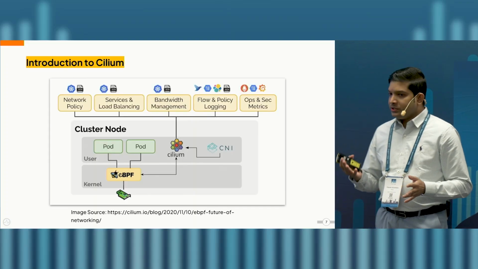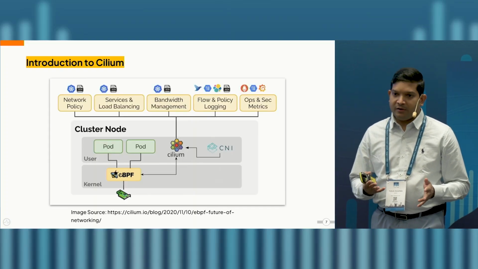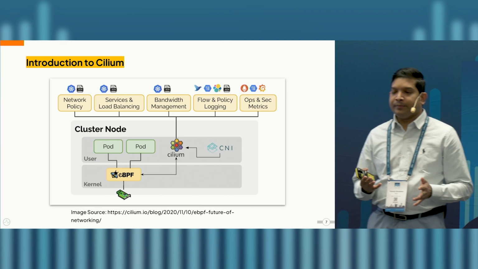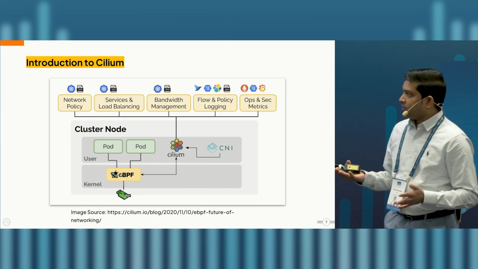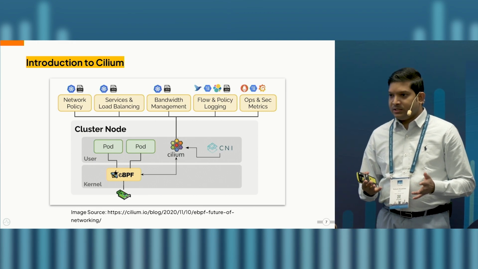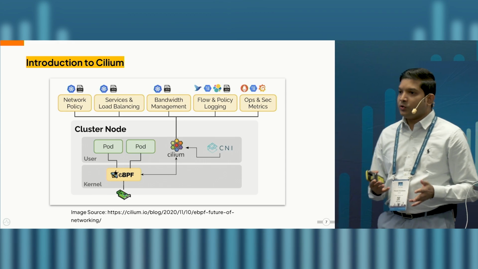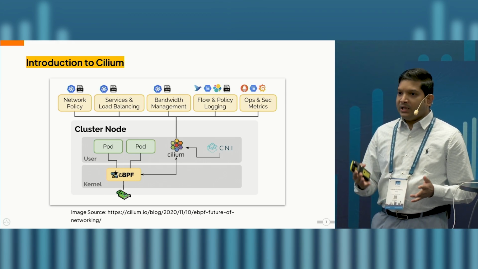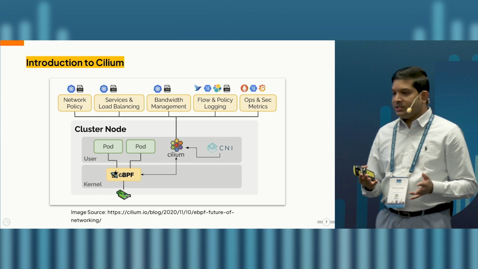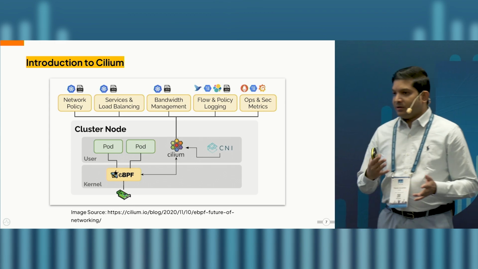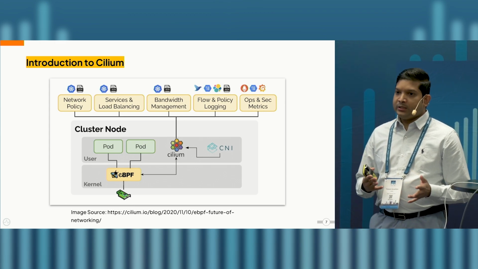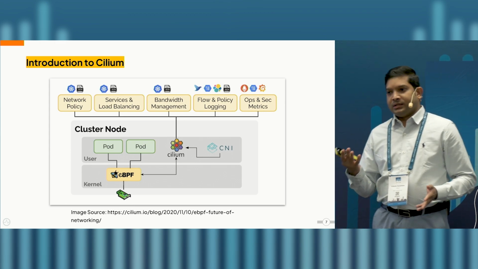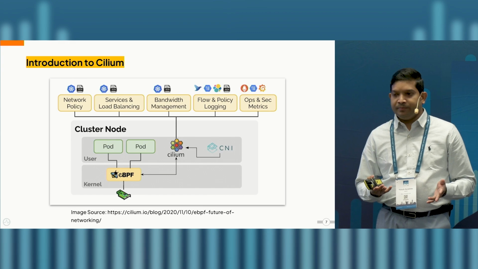So moving on to Cilium. Cilium is a more powerful open source technology that revolutionizes networking and security in Kubernetes environments by leveraging eBPF technology. It basically provides unparalleled performance, scalability, and flexibility.